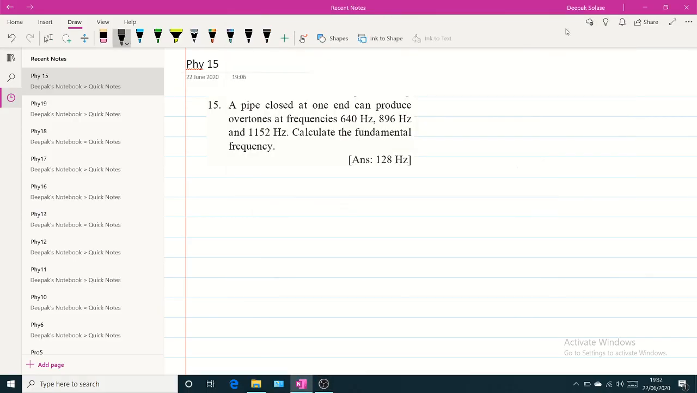We already solved up to question number 14, right? So let's discuss today's question, that we start from question number 15. So what exactly is given in this particular problem?